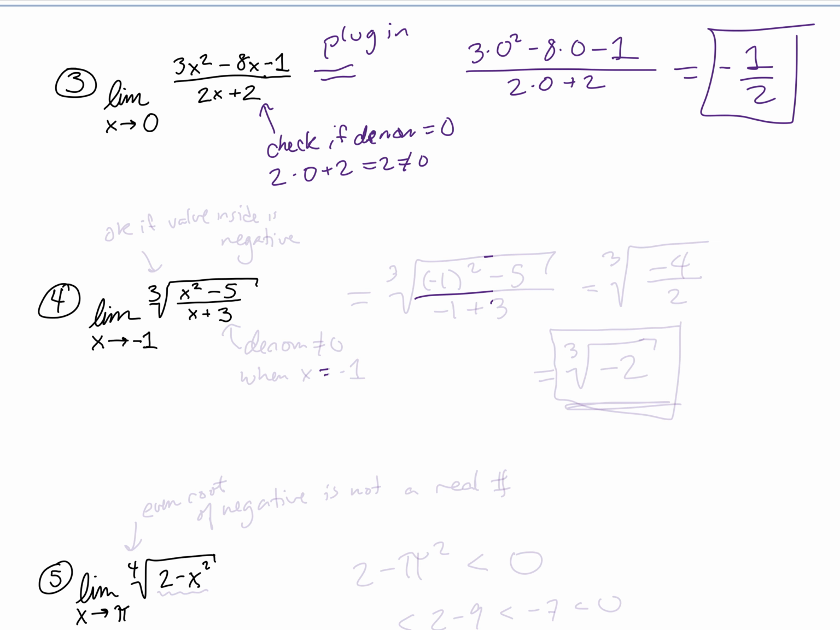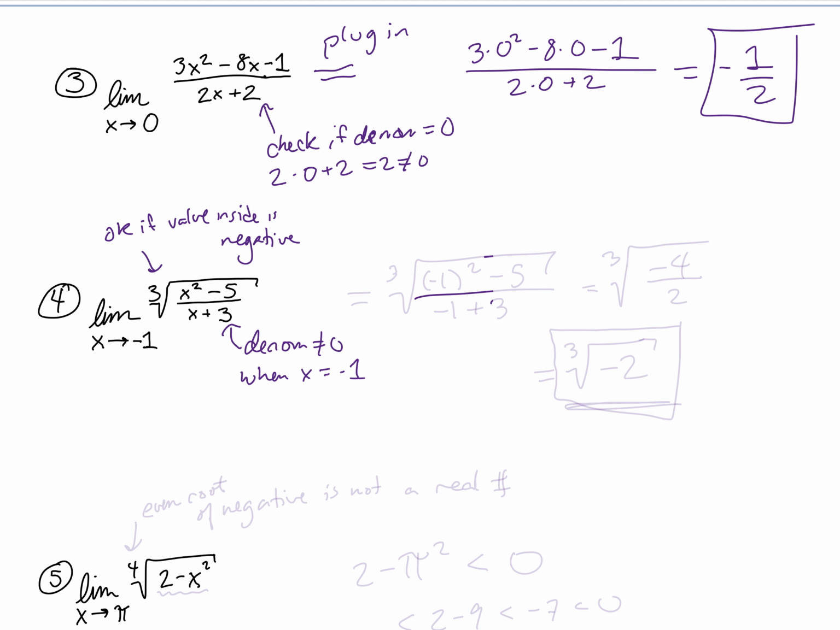For our next example, we've got the limit as x approaches negative 1 of the cube root of x squared minus 5 over x plus 3. So here, again, we see that the denominator is not equal to 0 when x equals negative 1. And we're talking about a cube root. So it's okay if the value inside is negative, because if we've got an odd root, that's fine.